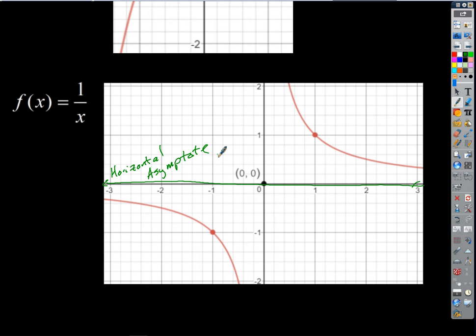And anybody see a vertical asymptote? Where do you think? Here. Right in the middle, right on the y-axis. There's a vertical asymptote, right? Now that's a little different kind, essentially the same.